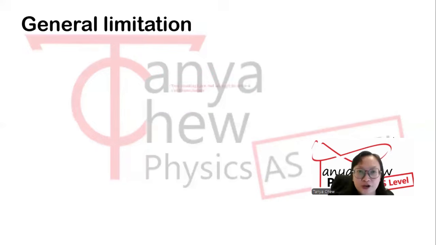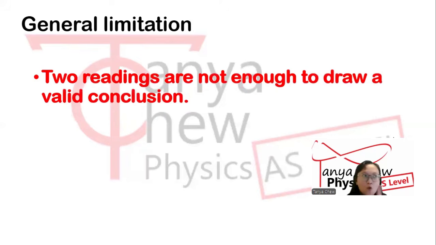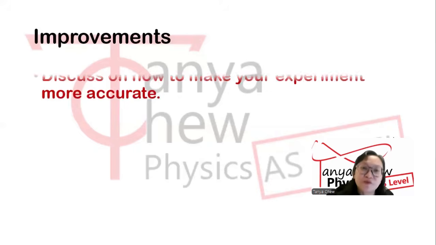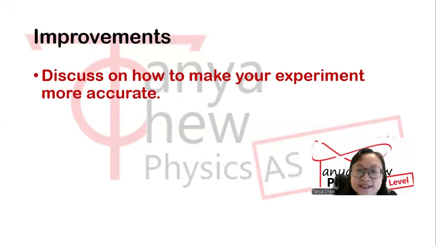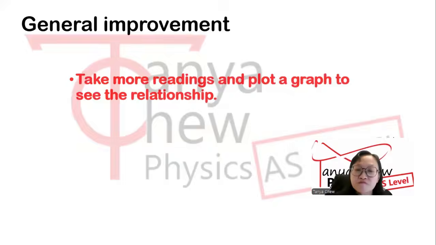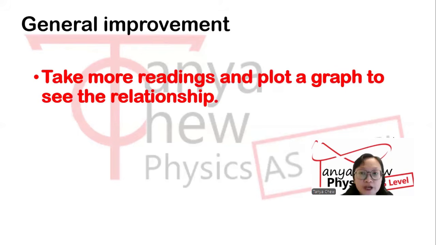One general limitation which you can state, which is valid for every question in AS Physics Practical, Paper 3, Question 2, is that 2 readings are not enough to draw a valid conclusion. Memorize that. And the improvement is for you to discuss how to make your experiment more accurate. So the general improvement is to take more readings and plot a graph to see the relationship.